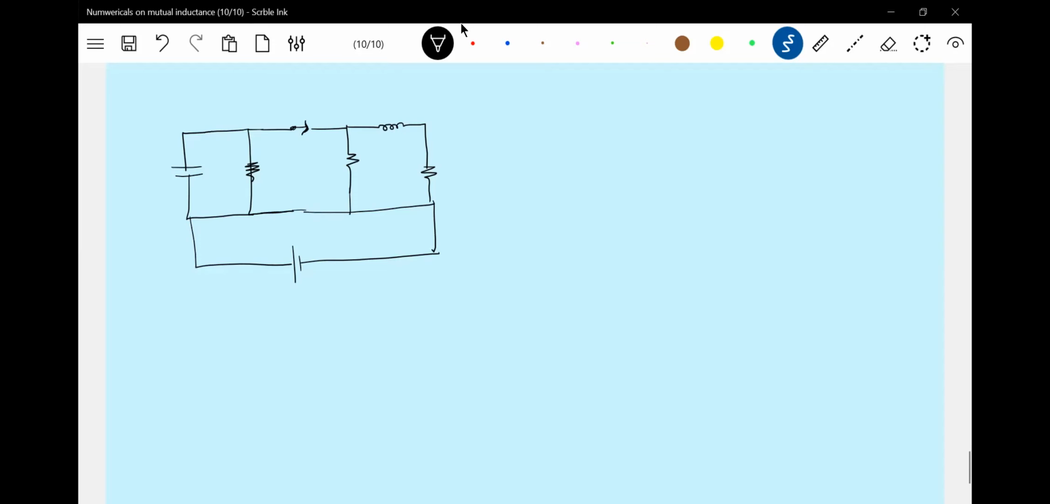We'll give one resistor here. Okay, these are the two switches. Now what we are going to do is a steady state. I'm going to open these switches.